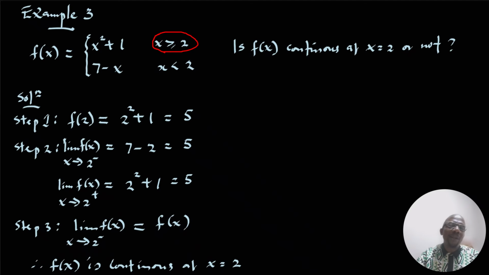You can see that step 1 equals step 2. Therefore, the limit of f of x as x approaches 2 exists and is equal to f of 2. That gives us that f of x is continuous at x equals 2.